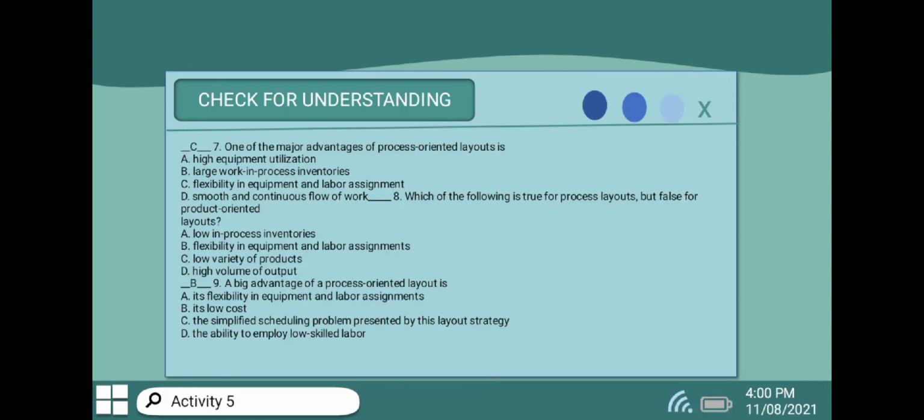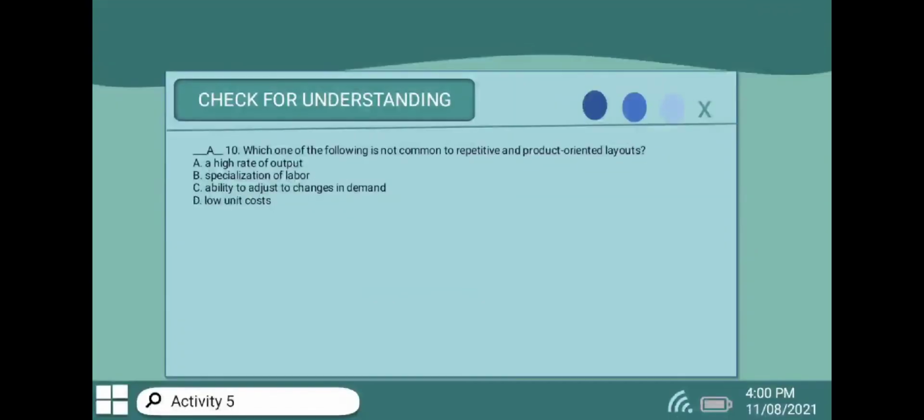Last number, question number 10. Which of the following is not common to repetitive and product-oriented layouts? A. A high rate of output. B. Specialization of labor. C. Ability to adjust to change in demand. D. Low unit cost. The correct answer is a high rate of output. Letter A.